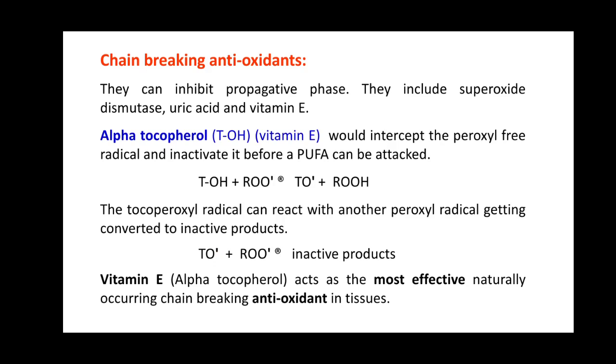and vitamin E, alpha tocopherol, is also called a chain breaking antioxidant, because it inhibits the propagation phase. It would interrupt the peroxyl free radical and inactivate it before the PUFA can be attacked. So it breaks the chain of a free radical, so it comes under the chain breaking antioxidants.